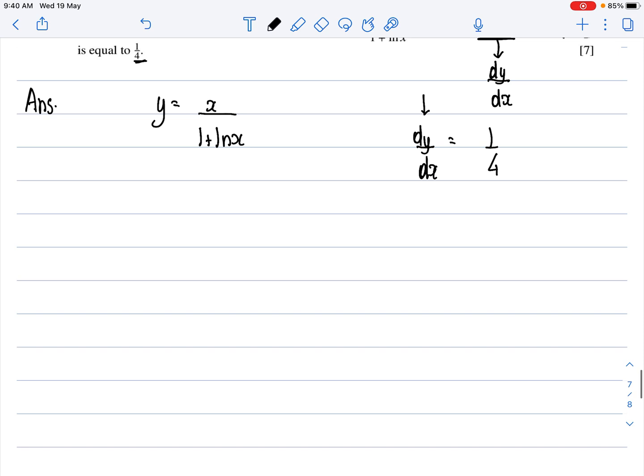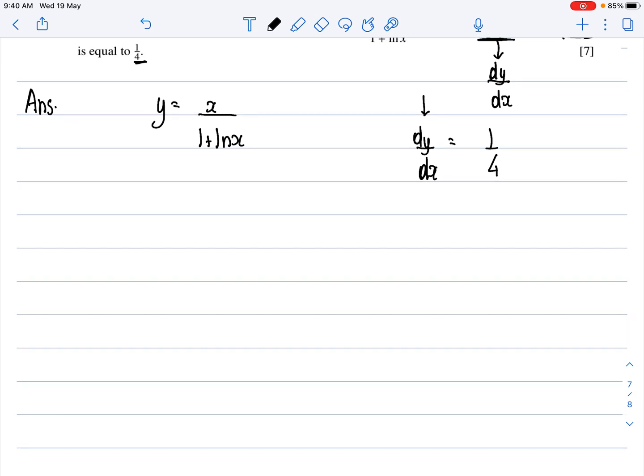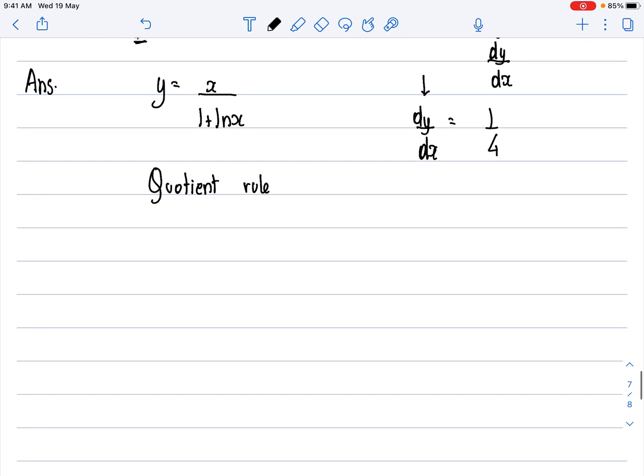So now, how do I differentiate something like this, x over 1 plus ln x? I use a rule called the quotient rule. This is a very important rule to know, because a variable is divided by another variable. I take my u as x, which is the numerator, and I take my v as 1 plus ln x.